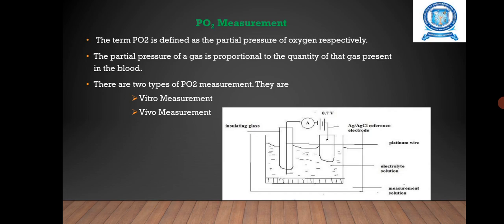Here also we have two types of pO2 measurements. They are in vitro measurements. That means the blood sample is taken and the measurement for oxygen saturation is done in the laboratory. Then the electrode is placed in the sample blood solution and the pO2 value is determined. The next one is in vivo measurement. Using this method, the oxygen saturation is determined while the blood is flowing in the circulatory system. The pO2 measurement also has a disadvantage: the reduction process at the platinum cathode removes a finite amount of oxygen from the sample.